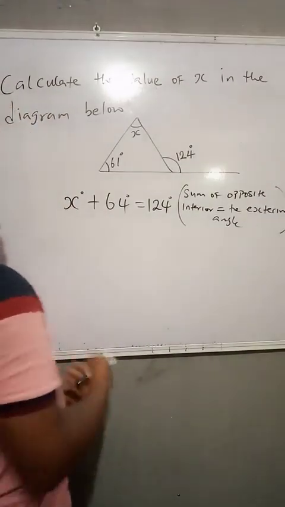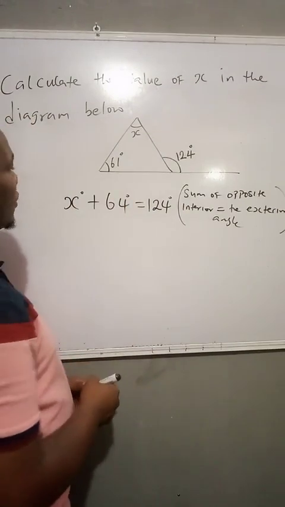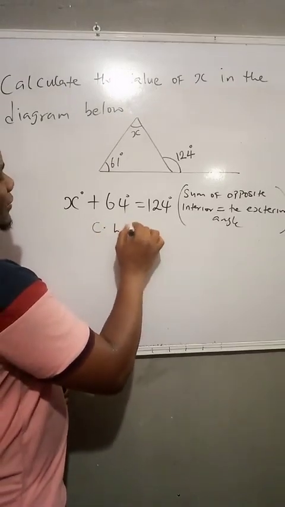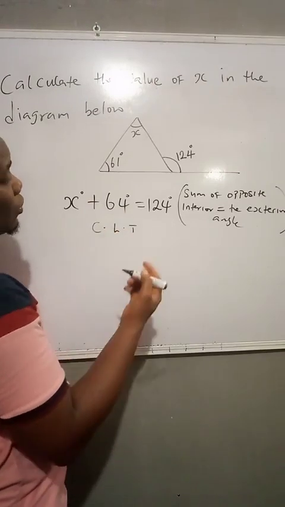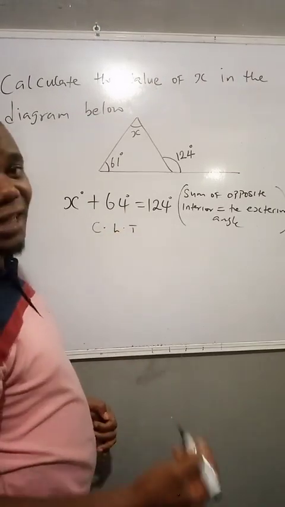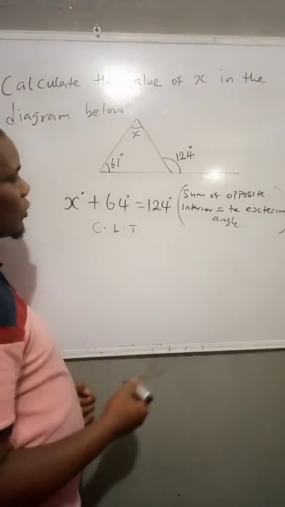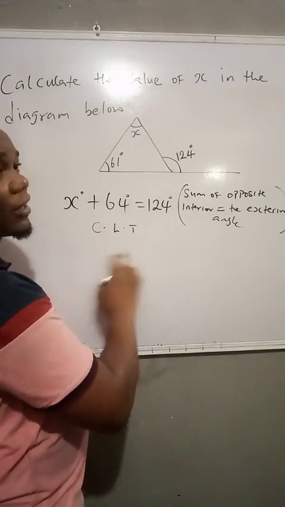Now, what will I do? I have formed an equation. Of course, we'll come back to algebra. So I will quickly collect my like terms. So what are the like terms here? Or I will use the normal procedure, subtract 64 from both sides. Most students, when you say subtract 64 from both sides, they feel it's too long. But it's the same procedure as when we use this short term, collect like terms.